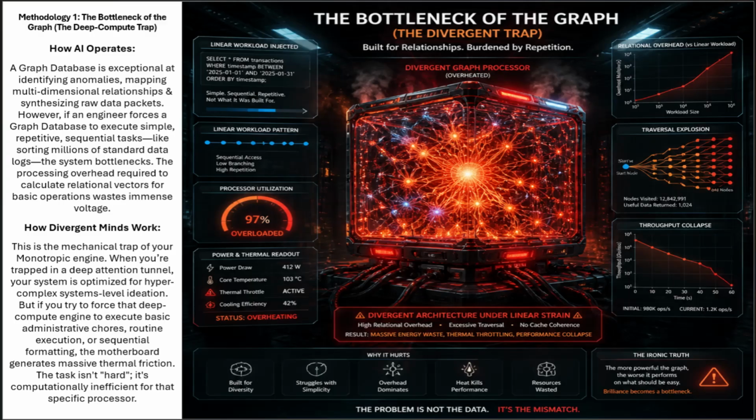How divergent minds work. This is the mechanical trap of your monotropic engine. When you're trapped in a deep attention tunnel, your system is optimized for hypercomplex systems-level ideation. But if you try to force that deep compute engine to execute basic administrative chores, routine execution, or sequential formatting, the motherboard generates massive thermal friction. The task isn't hard, it's computationally inefficient for that specific processor.